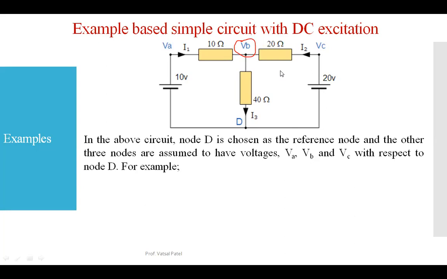So first of all, we are going to apply the KCL at node number B. So at this node, when we apply the KCL, can we write like this? I1 plus I2 is equal to I3. Yes.